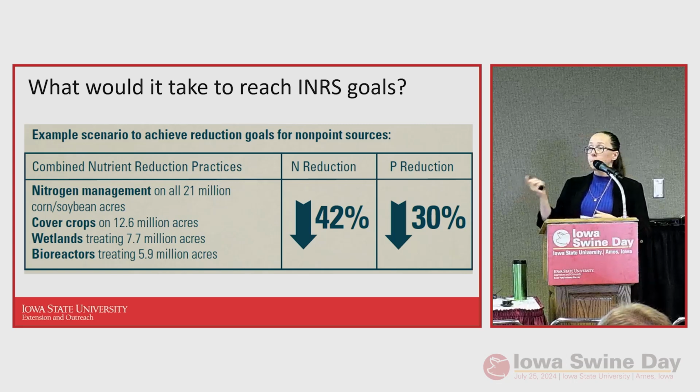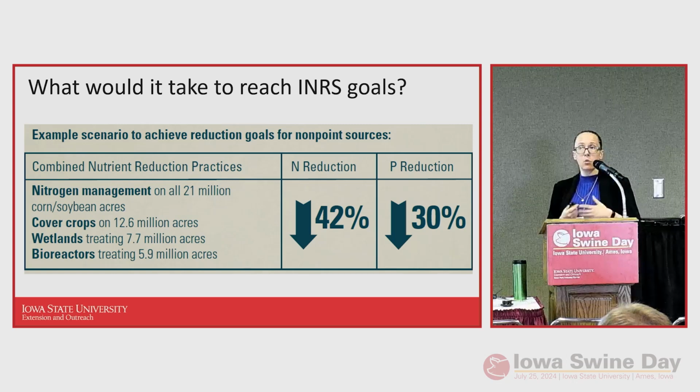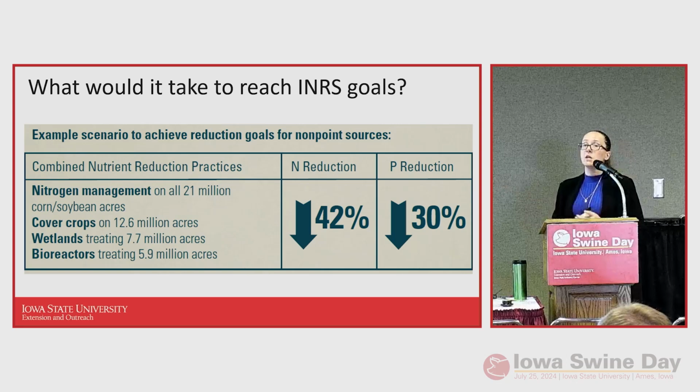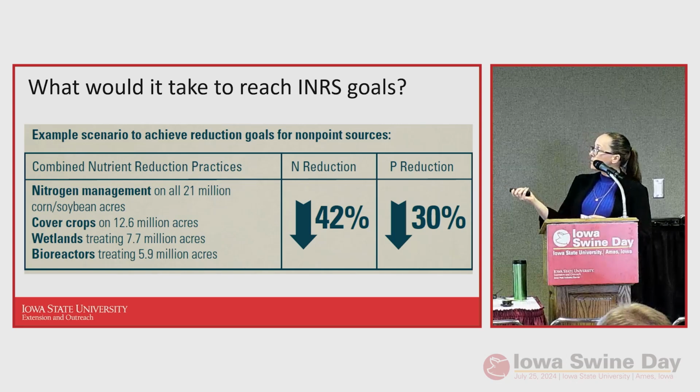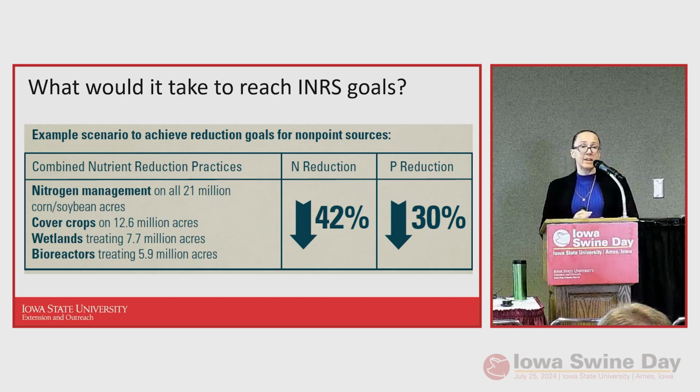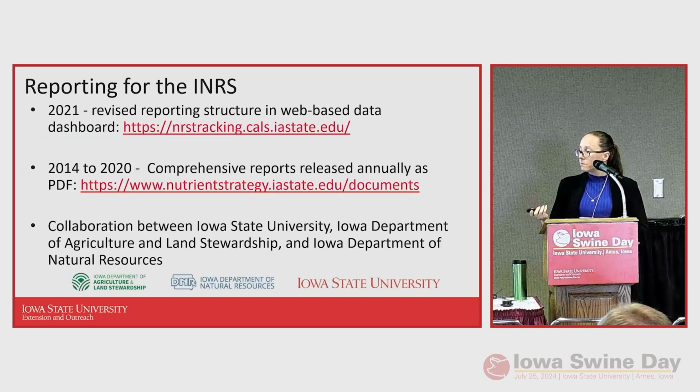Right now, we don't actually know how much nitrogen management there is. That's not well calculated. Cover crops were somewhere between 2 and 4 million acres. We have less than 1% of wetlands and less than 1% of the bioreactors in place that we need. So we have a long way to go before we meet these goals, but it is possible to meet these goals.